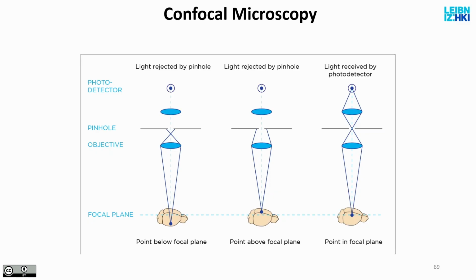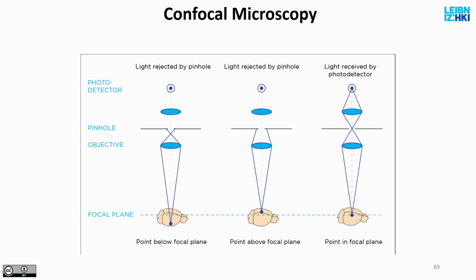Now, what if I'm clever and I put a piece of metal in the light path of the emitted light, and I punch a small hole, the so-called pinhole. What happens then? A lot of these light beams coming from the sample will hit the wall, and only those will go through this hole which, if I align this position properly, are in focus.